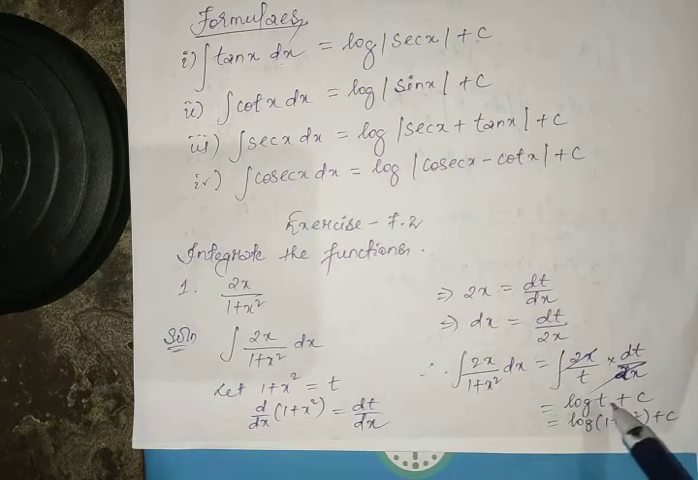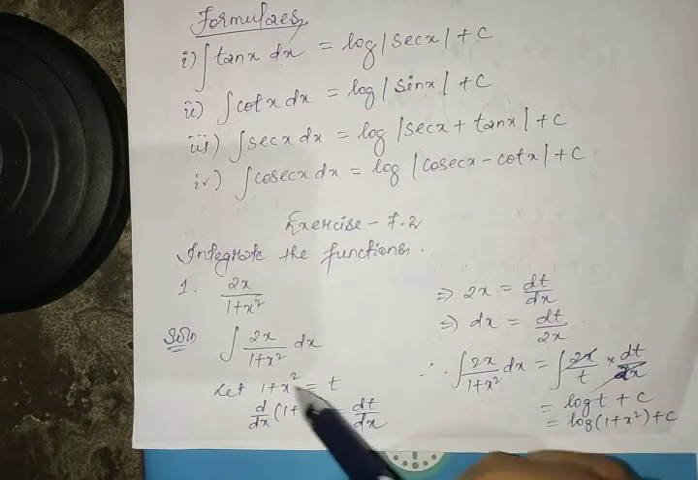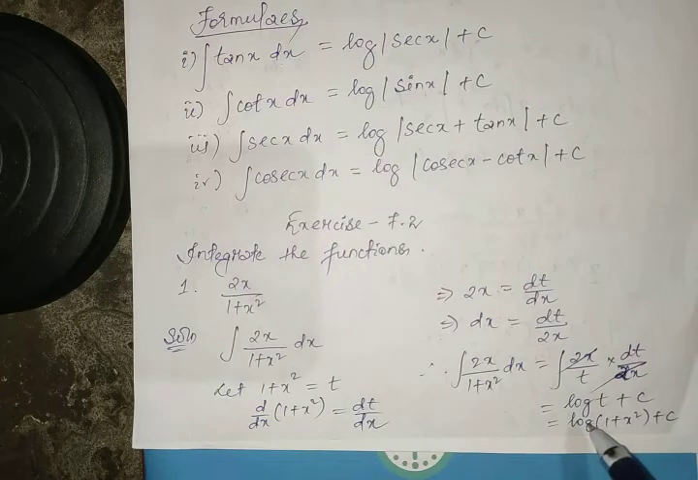Next, this is not the final answer. After this you have to write one more line. Now you have to put the value of t. So what is t? 1 plus x square. So in the next part we will write log of, in place of t we will write 1 plus x square, plus c. So this will be the final answer.